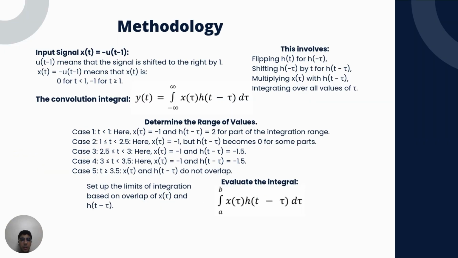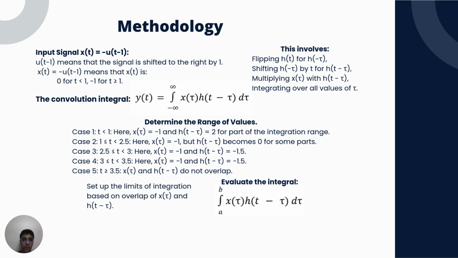Next up is methodology. We start with our input signal x(t), which is defined as a negative step function with a time delay of 1. Then we have our convolution integral, and we need to understand it first. It involves flipping h(t) to get h(-tau), then shifting h(-tau) by t, then multiplying it with x(tau), and integrating over all values of tau.